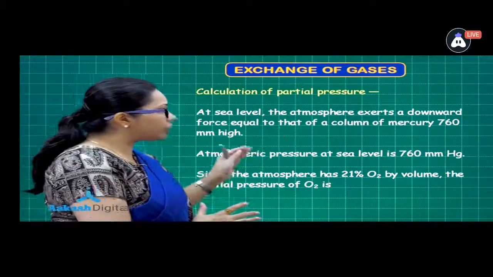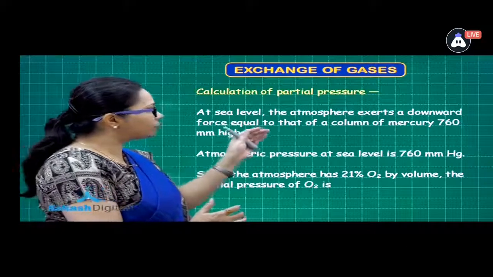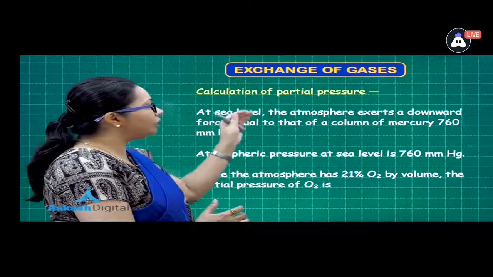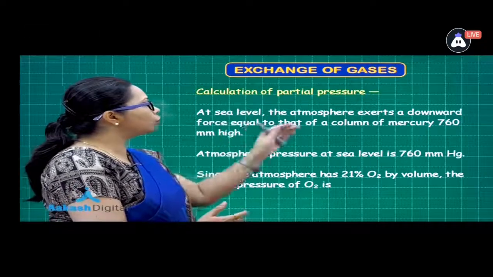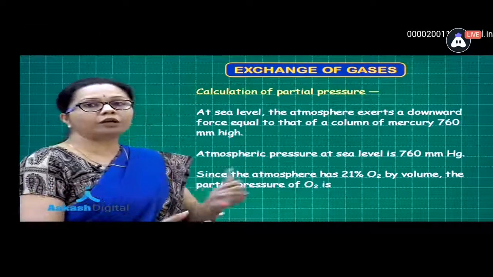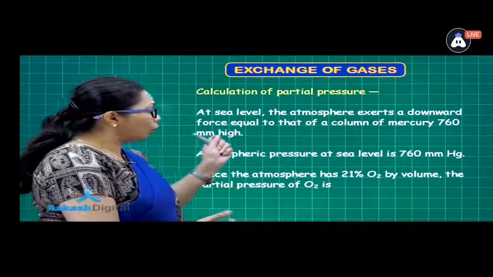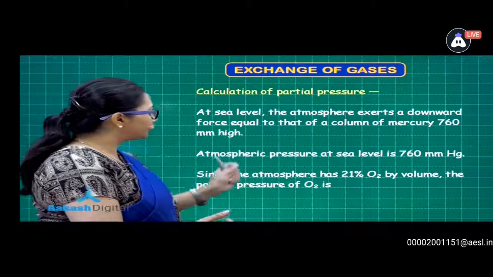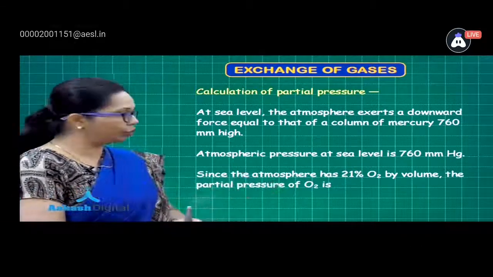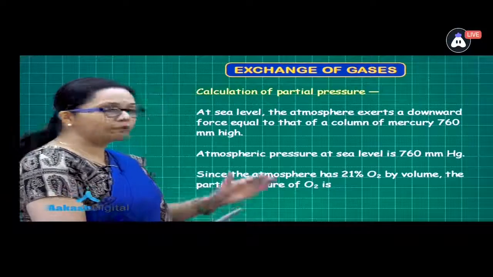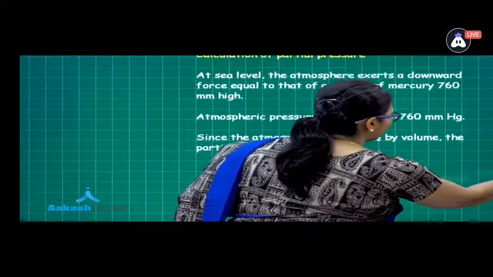Now the total pressure is 760 mm of mercury, and what does it mean? That is, at sea level the atmosphere exerts a downward force equal to that of a column of mercury which is 760 millimeter high. Now in this atmospheric pressure, as we know, oxygen is 21% by volume. So what would be the partial pressure of oxygen? In this case it is a very simple calculation.